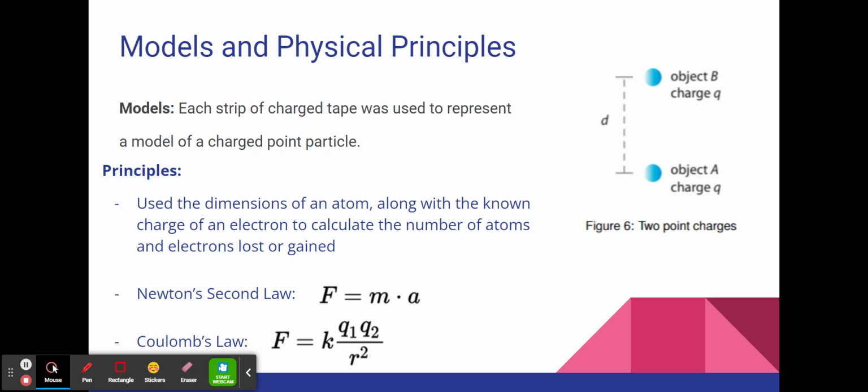Object B is tape B. Object A is tape A. The principles of this lab were that the dimensions of an atom were used along with the known charge of an electron, and that was used to calculate the number of atoms and electrons lost and gained in between the interaction and when they were charged. And then Newton's second law, force equals mass times acceleration, was used to calculate the force of gravity, which was then equated to the force of repulsion. And Coulomb's law was used: force equals the constant times the first charge times the second charge over the distance squared.